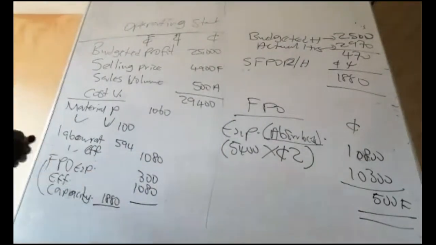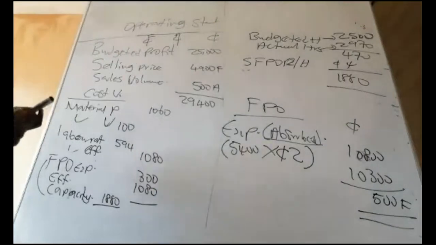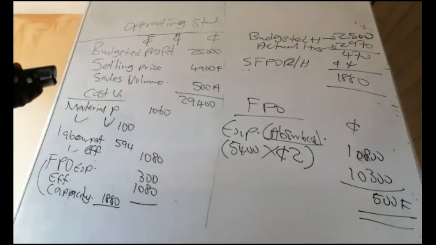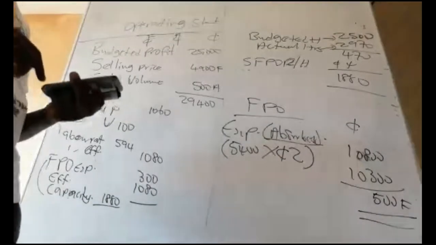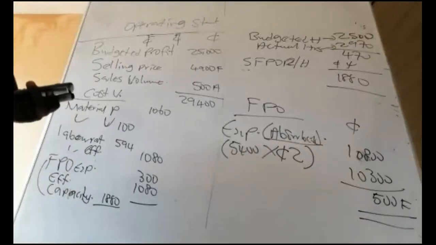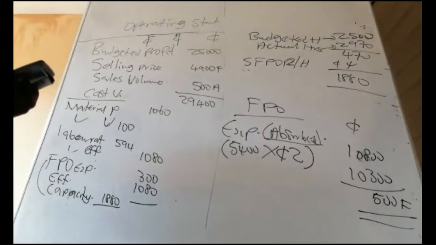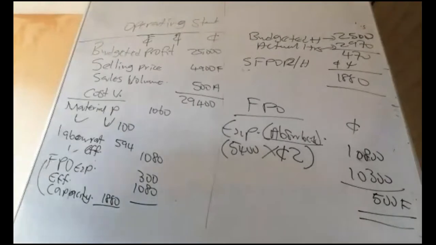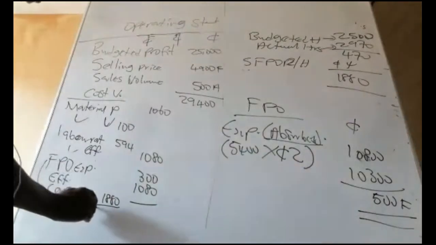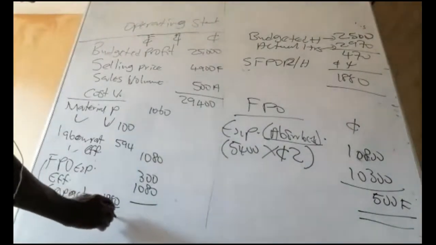We should add all the variances together and proceed to calculate the budgeted profit before any selling and distribution cost. Good. So budgeted profit. I am in a favorable section. Favorable will be 100 plus 594 plus 1880. That will give us 2574.